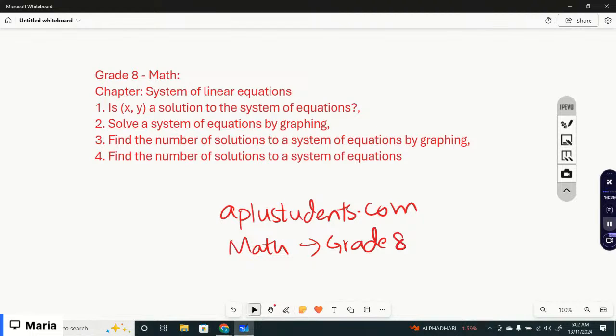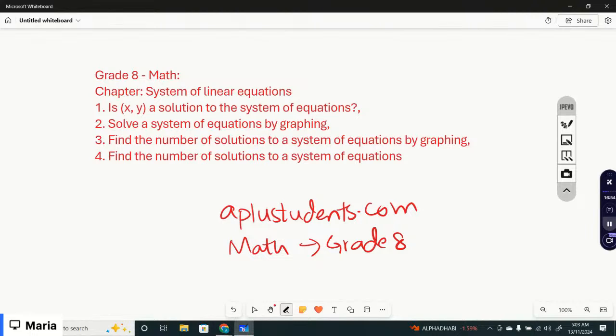We're going to start with the chapter System of Linear Equations. And the lessons we're going to cover today are: Is (x, y) a solution to the system of equations? Solve a system of equations by graphing. Find the number of solutions to a system of equations by graphing. And find the number of solutions to a system of equations.